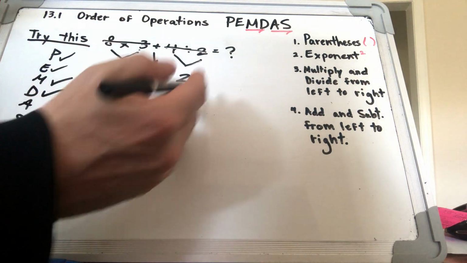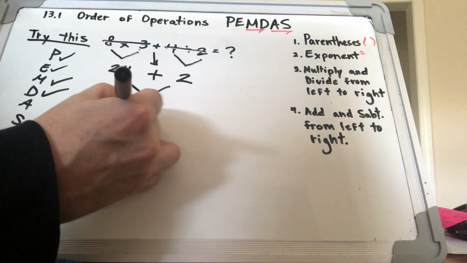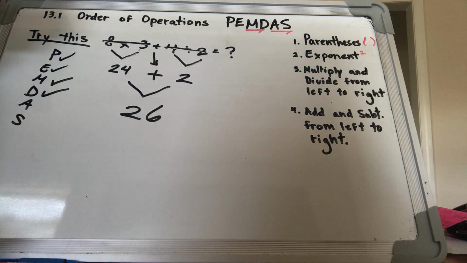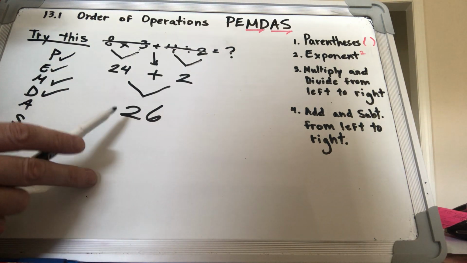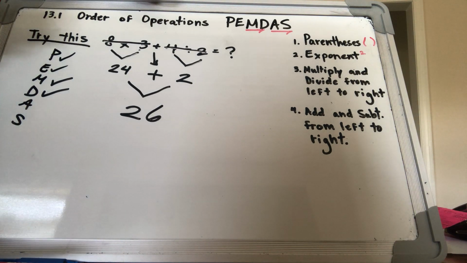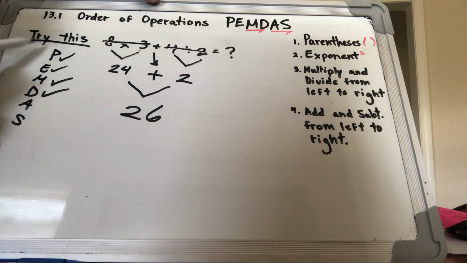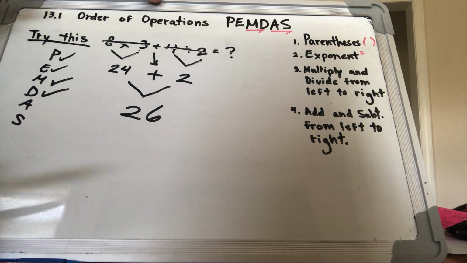Well, there's only addition left. So 24 plus 2 is 26. And we just solved this in the correct way. If you remember before, our answer was different. So when you solve it in the correct order, you will get the correct answer. So it's very important to write down PEMDAS and solve them in the correct order.